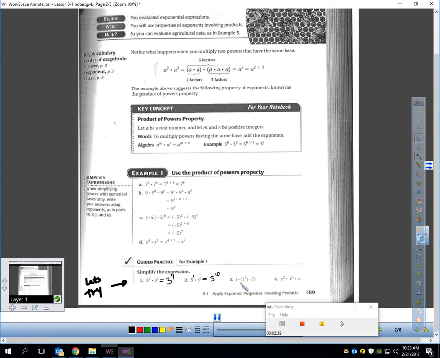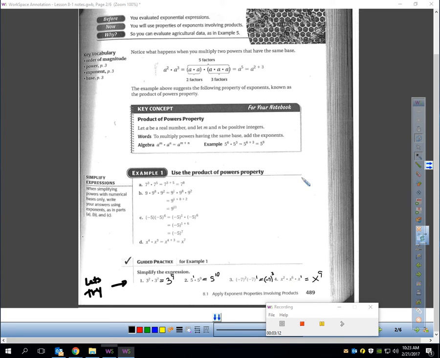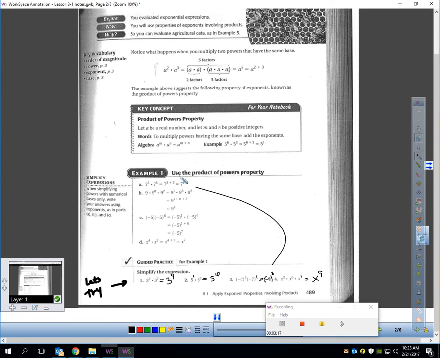Or here, negative 7 to the 2nd power times negative 7 to the 1st power. I have the same base, negative 7, and if I add my exponents, I have 3rd power. And in question 4, x to the 2nd times x to the 6th times x to the 1st. I have the same base, x. Since I'm multiplying, I can add my exponents. I should get x to the 9th power. So these are all examples of the product of powers property. I'm multiplying with the same base, and I just add those powers.